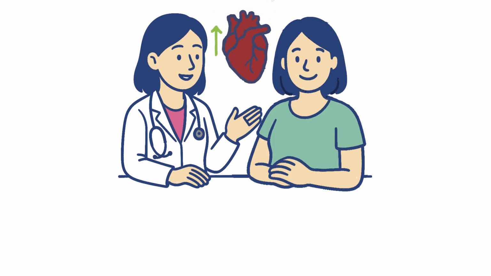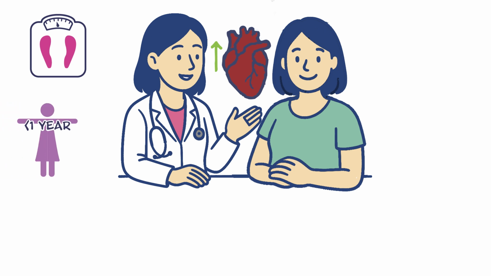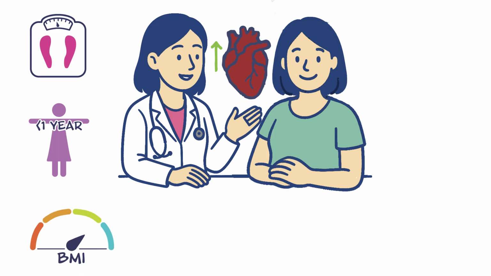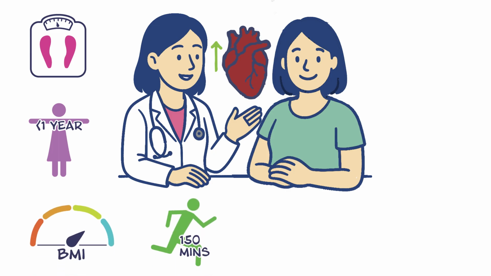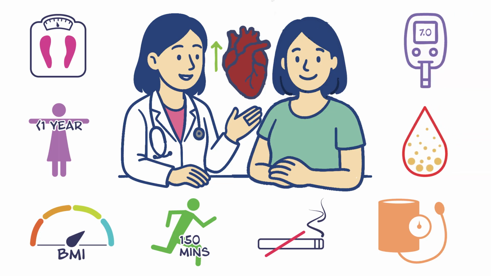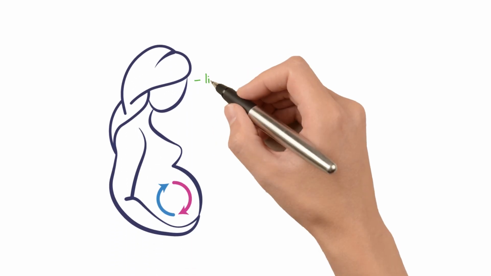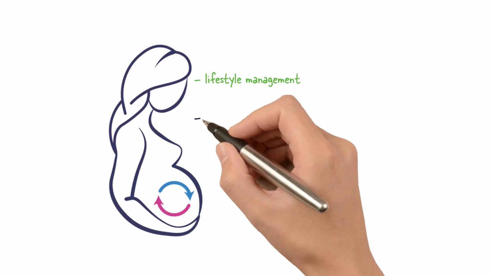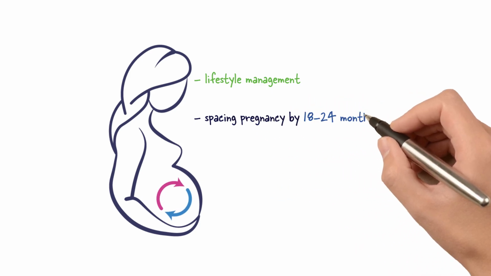It is imperative that these women get counseling to improve their cardiovascular health, including counseling around weight management and regaining pre-pregnancy weight within 1 year, and any other sustainable weight management based on BMI, physical activity, 150 minutes per week, and targeted risk factor management such as smoking cessation, hypertension management, dyslipidemia, and diabetes management. As well, for future pregnancy planning, lifestyle management is recommended, as is spacing pregnancy by 18 to 24 months.